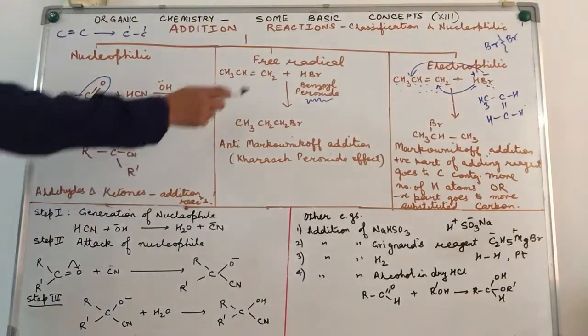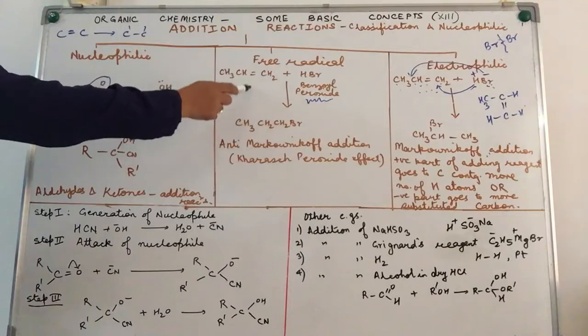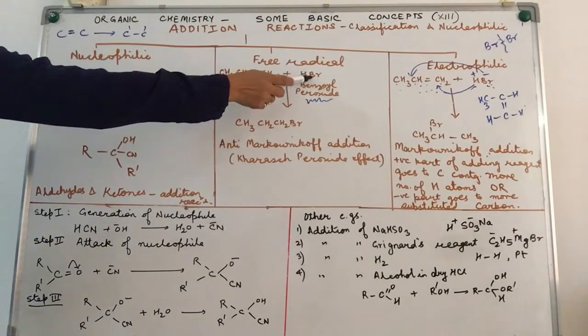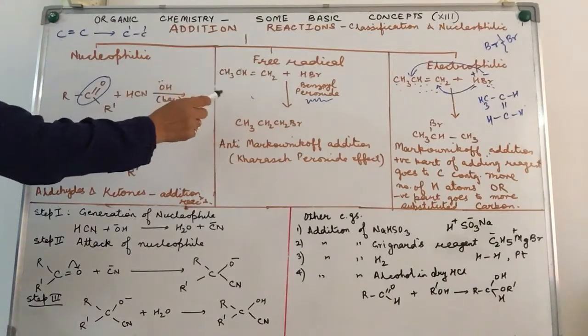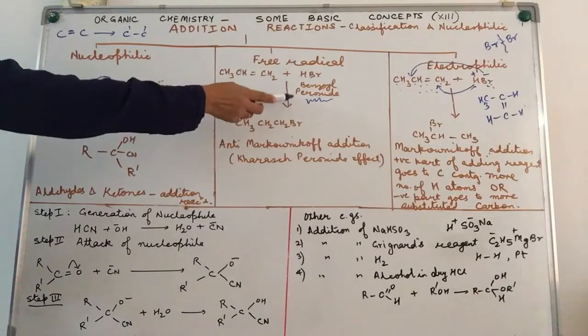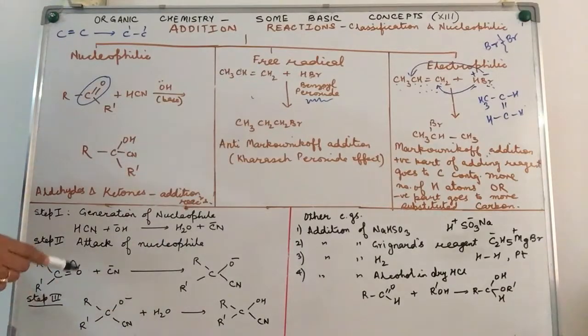Anti, this is against. According to Markovnikov rule, the hydrogen should go to this carbon and the bromine should go to the CH carbon. No, but it is not going to follow those rules. It breaks those rules in the presence of a peroxide. Why and how does this happen? We shall study in the mechanisms of both of these, which I shall be dealing with in a separate video parallelly. For the time being, we are concentrating on nucleophilic addition reaction.